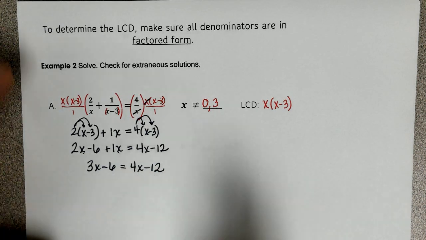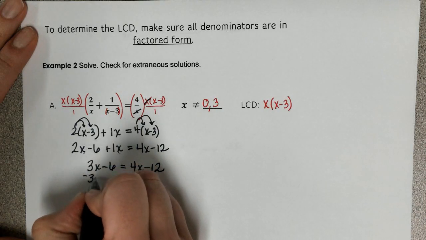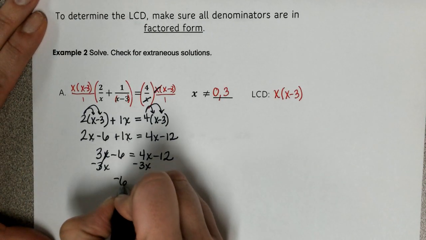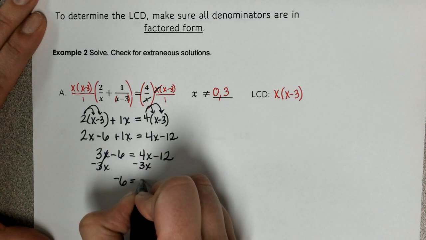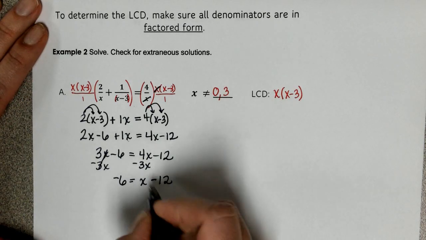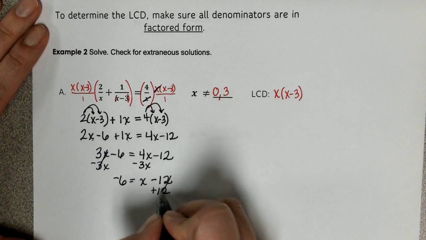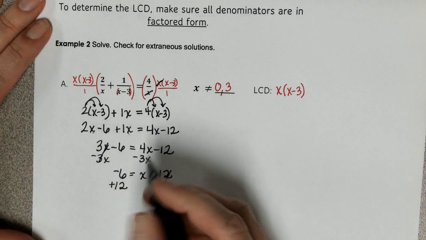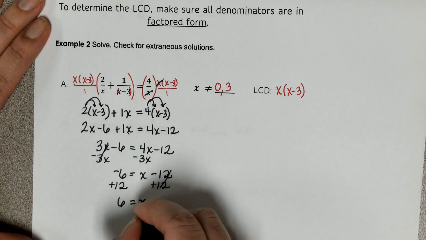X is on both sides, so we remove 1x. So now we have negative 6 equals 1x, or just x minus 12. Then we can add 12 to get x by itself. Negative 6 plus 12 is 6.